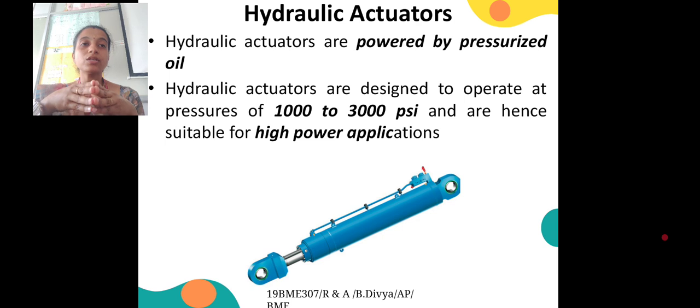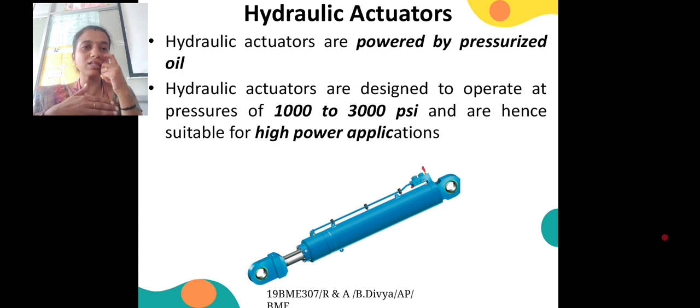Hydraulic actuators. Hydraulic actuators are powered by pressurized oil. Once the oil gets pressurized, the robot's arm or robot joints can be moved accordingly. Hydraulic actuators are designed to operate at a pressure of 1000 to 3000 psi and hence are suitable for high power applications. Hydraulic actuators are mainly designed to perform high power applications.